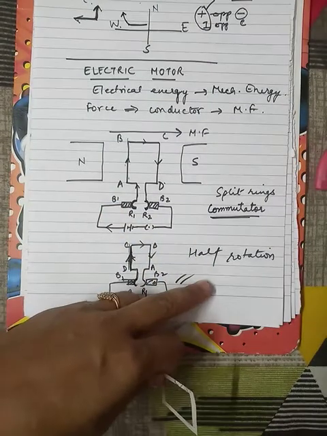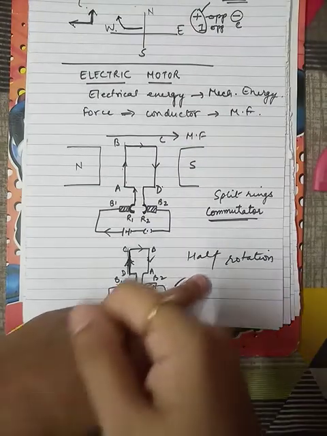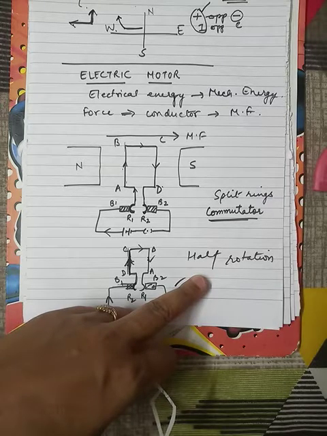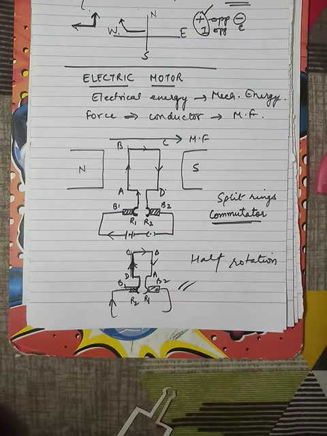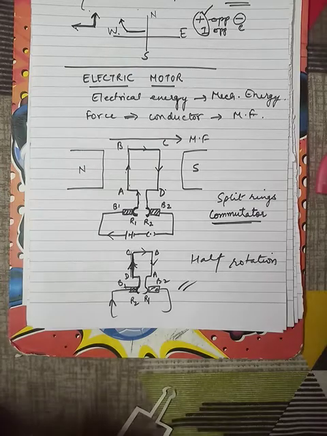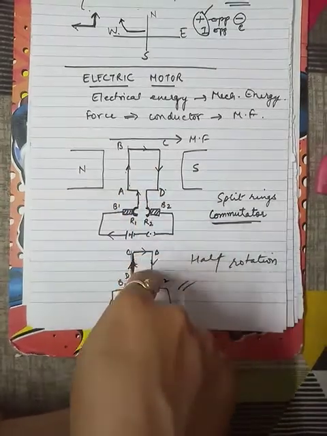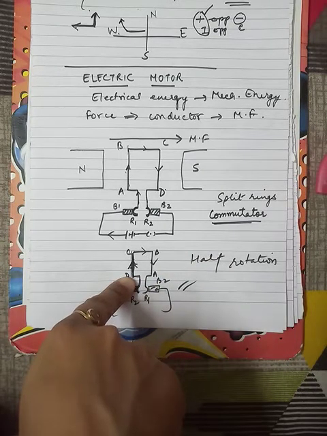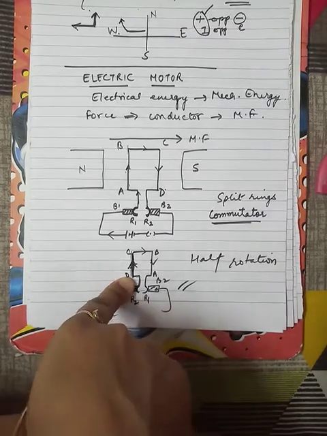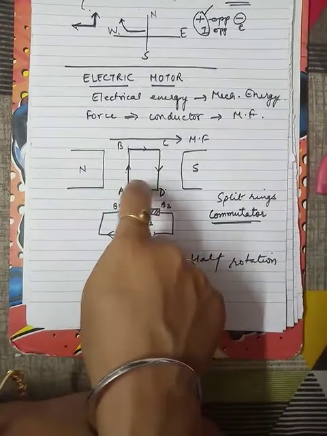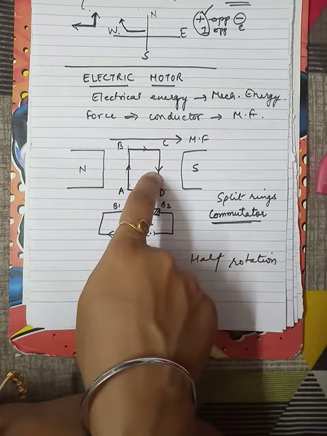Fine. So this type of working can be understood in two steps. First is half rotation and then another half rotation. The complete 360-degree rotation can be explained in the working of an electric motor. Now for commercial motors, we do not use the rectangular coil. Okay, we use many-turn coils.